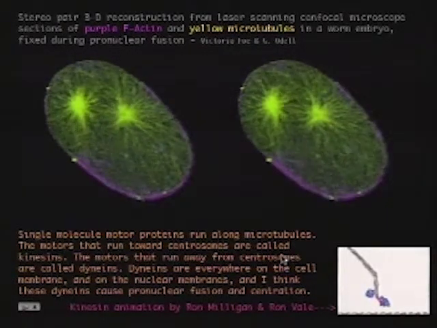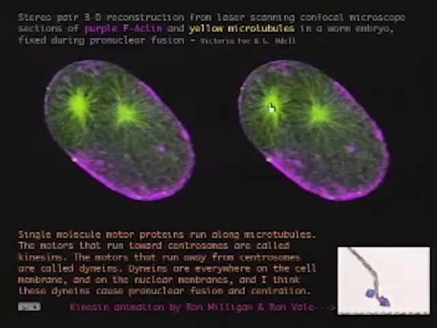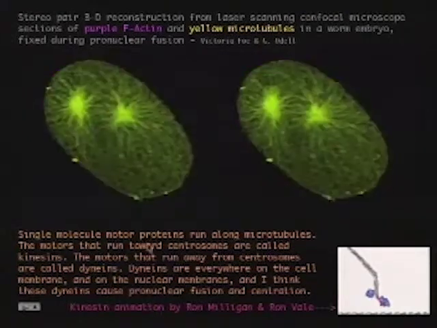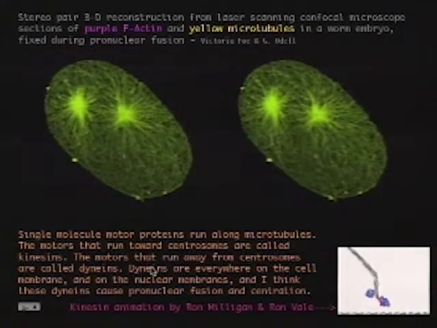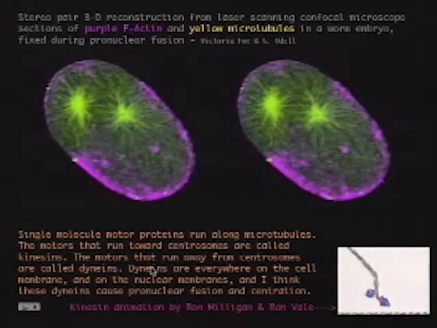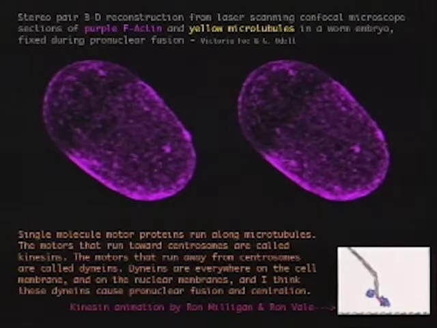There are different kinds of motors, one called kinesins, that run away from the centrosomes. The centrosomes are these sites where the microtubules are nucleated, and dyneins is another flavor of motor. They run in the opposite direction, and it's dyneins that I'm convinced is responsible for causing that pronuclear fusion and centration you saw in the last slide.